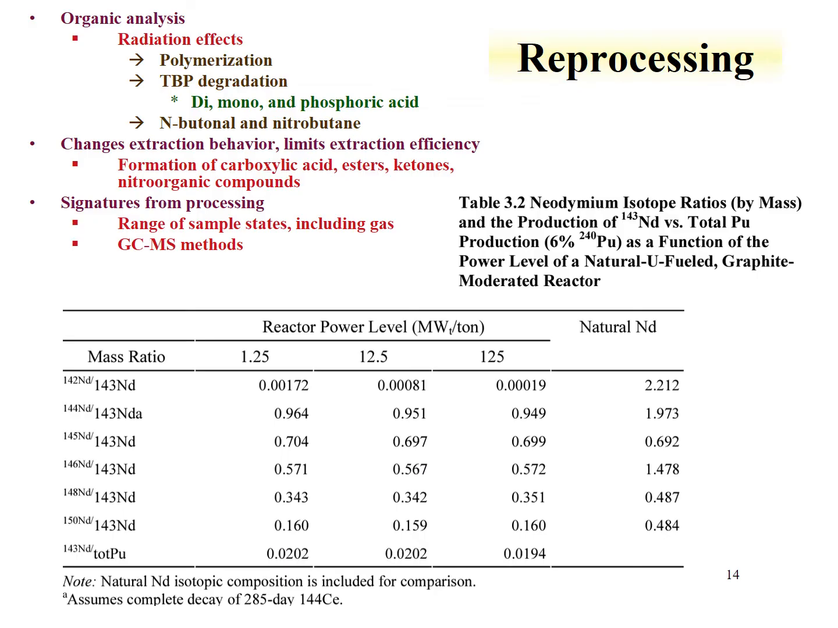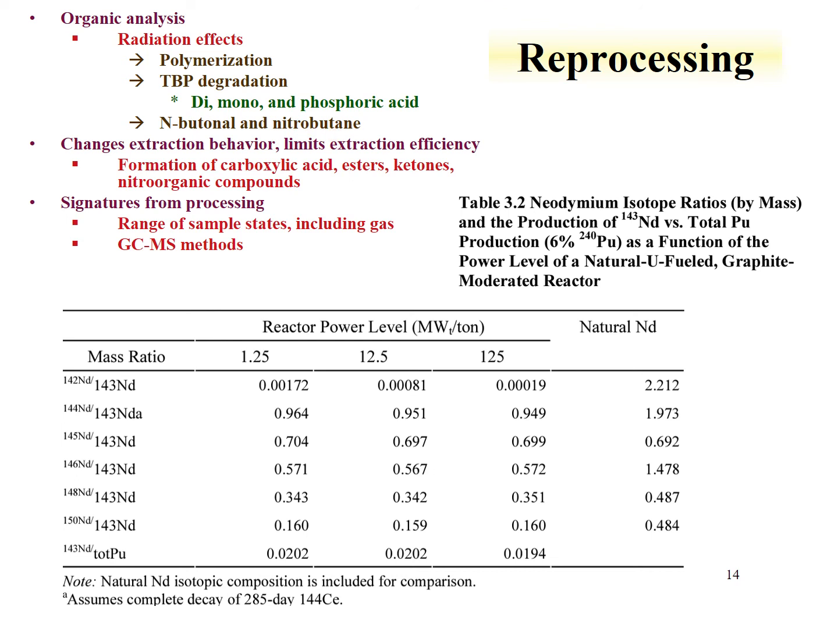During the treatment and reprocessing of radioactive material, signatures can be introduced due to the radiation itself. For instance, radiation effects can include polymerization of organic phases and degradation of the ligand, for instance with tributyl phosphate. One can form di-, mono-, or phosphoric acid. So think about it as just breaking down that organic molecule. And depending upon what's present with the TBP ligand in the PUREX process, you can also form n-butanol and nitrobutane.